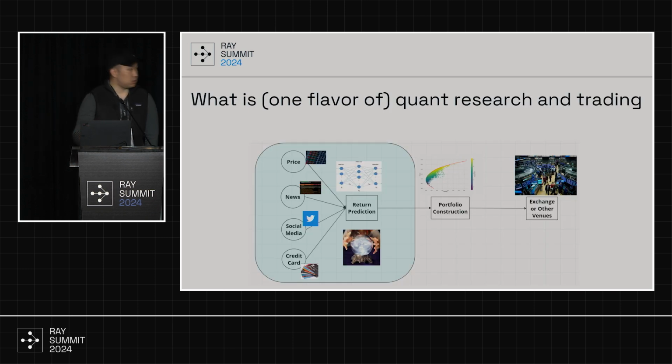Okay, so let's look at one flavor of quant research and trading. So let's say we want to trade stocks, right? What we want to do is to find as much data as we can. It can be prices data, it can be news data, it can be social media data, it can be credit card alternative data sets. And then we use them and build machine learning prediction models to predict the forward returns, which really means just predict the prices. Then we build a portfolio and then we trade it on the exchanges, yada yada, no one cares.